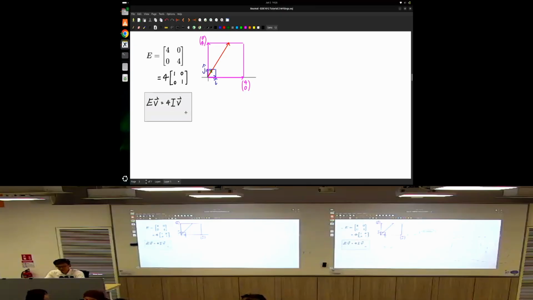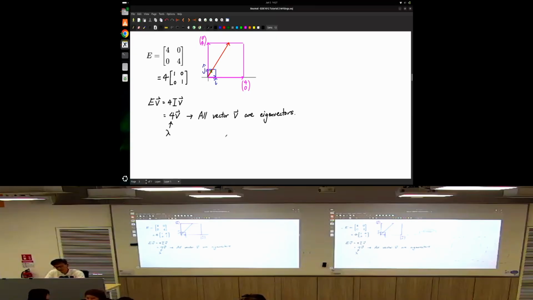But 4IV is just 4V, right? Because I times V will just give you V. So you notice that all vectors V are eigenvectors, because it results in A times V equals 4V, then 4 is the eigenvalue. So this is the lambda. This is the eigenvalue, right? So therefore we can say that all vectors V are eigenvectors.